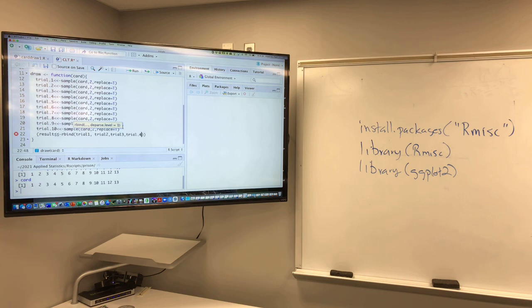And for readability's sake, you can make this go across lines if you want. Just put a comma at the end of the line before you hit return. Oh, and I did that wrong.